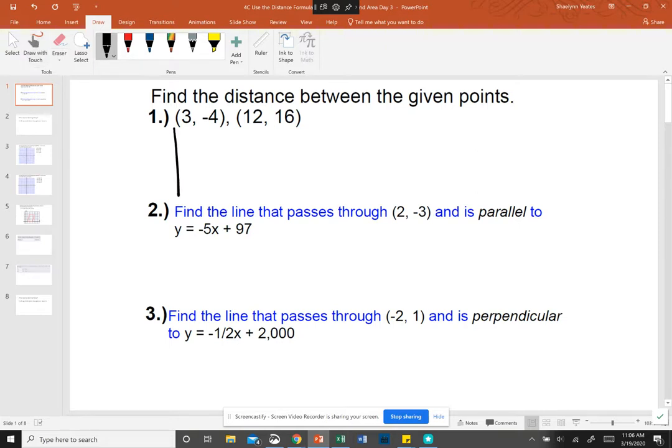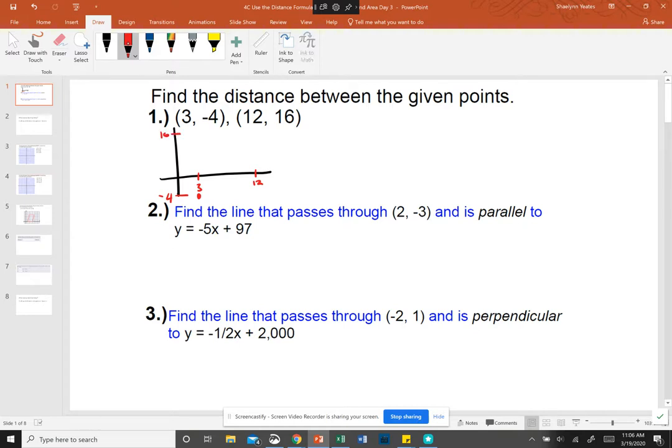And you know how I like to do this. I like to plot the points. So I'm going to plot the points. I'm actually going to move that line a little further down. There we go. All right, and I'm going to plot those points. So I'm going to go over 3 and down 4. And there's going to be my first point. And then my other point is over 12 and up 16.